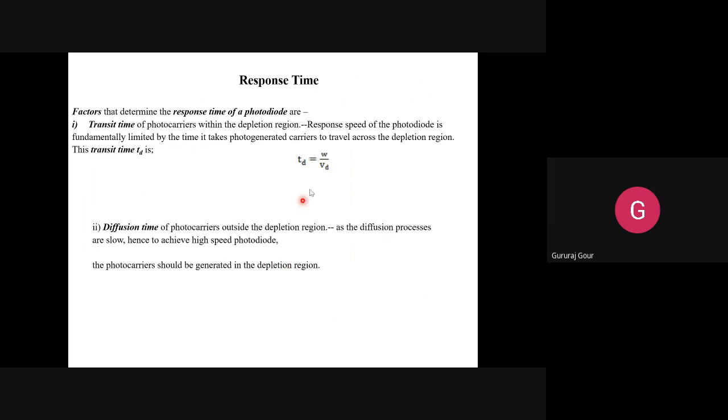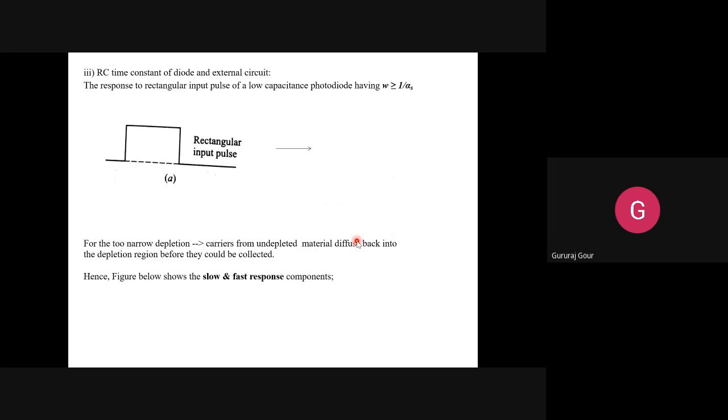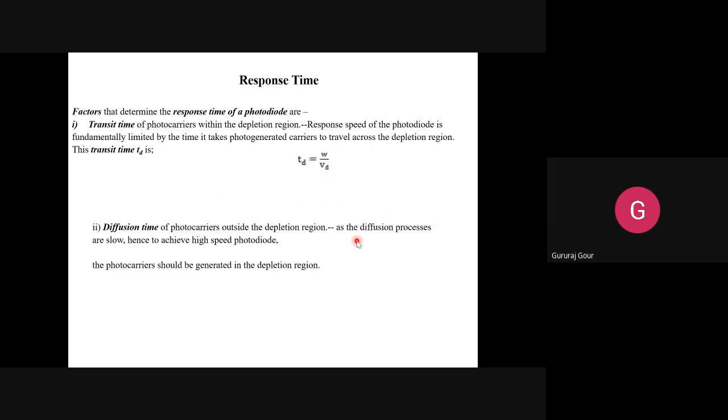Next, we want to conclude today's discussion with respect to response time. Factors that decide the response time of the photodiode are the transit time, which is concerned with the carriers within the depletion region, meaning how much time they will take to drift away from the I region to the P and N regions. It depends on the width of that depletion region. If the depletion width is larger, then they will take more time.